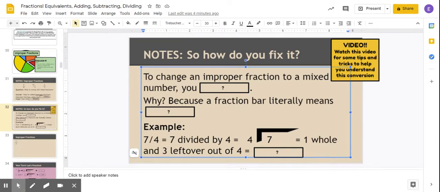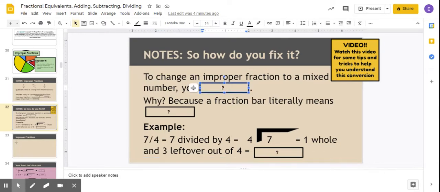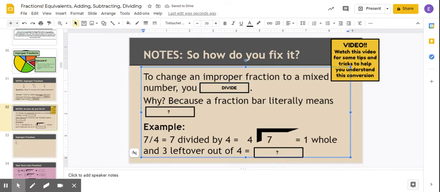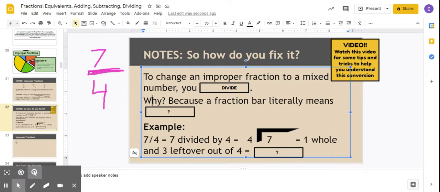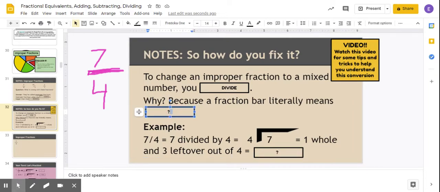So in order to change an improper fraction to a mixed number, what you need to do is divide. Okay. Why do you need to divide? Because when you look at a fraction, like let's say we have 7/4, this fraction bar in every single fraction that ever lived means divide. So a fraction bar literally means divide. A fraction is a division problem.